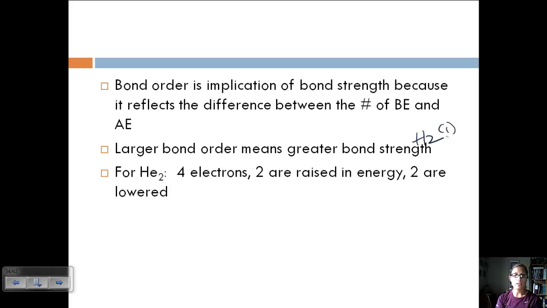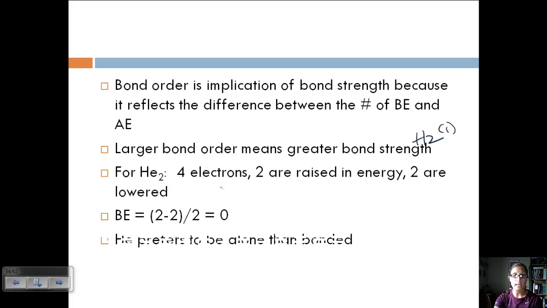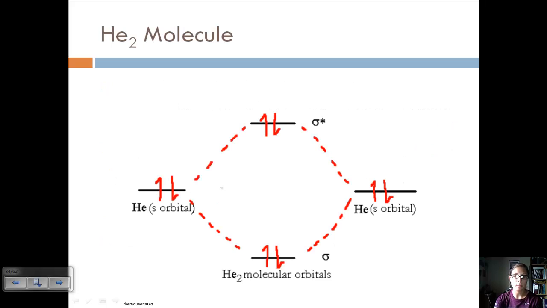So let's take a look at helium. For He2, the helium molecule, there are 4 electrons. 2 get raised in energy, or in antibonding, and 2 are lowered in energy, or in the bonding molecular orbital. If we look at that one, 2 minus 2 over 2 is 0. Well, that's a really low bond order, so it's probably not going to be favored. What this means is that helium would prefer to be alone than to be bonded in a molecule, which makes sense because helium is a noble gas.